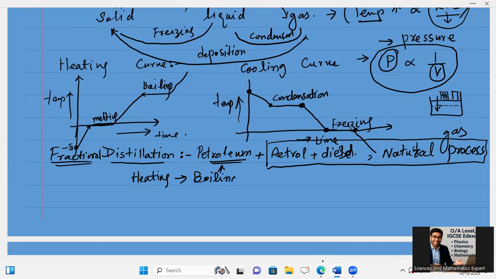So all the fractions can be separated out and heated up to their boiling points, and in vapor state, they are forwarded to the condenser. In the condenser they are cooling down, and we are getting back towards the liquid state as petrol, as diesel, as jet fuel oil, and asphalt, naphtha, etc. We can get these according to fractional distillation. This whole work is done in the fractionating column.